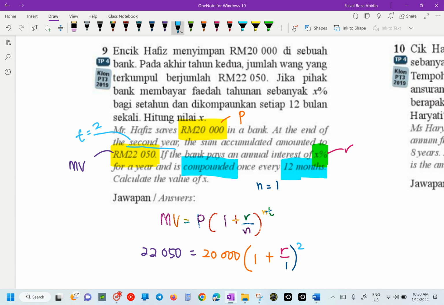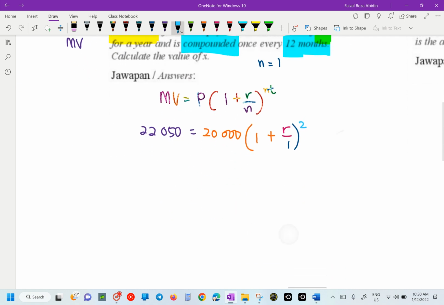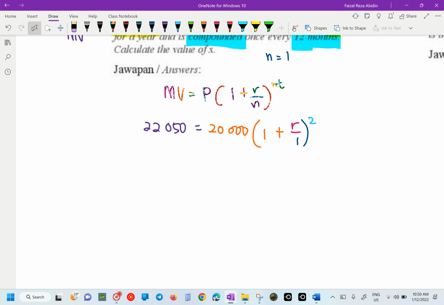Okay, so what happened here? What should I do here? What am I going to bring first? 20,000 brought to the left side means that times becomes divide. So on the left side we are going to have 22,050 ringgit divided by 20,000 equals 1 plus R over 1. R over 1 is going to be R, right? So 1 plus R, and we have a square there.